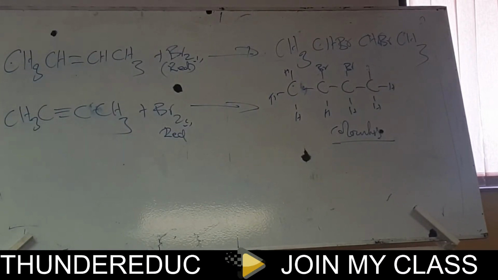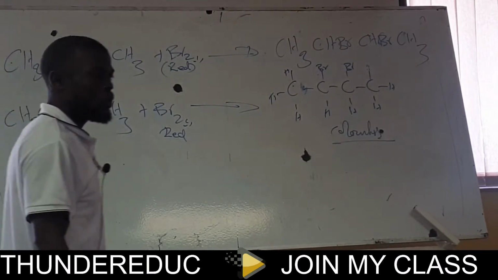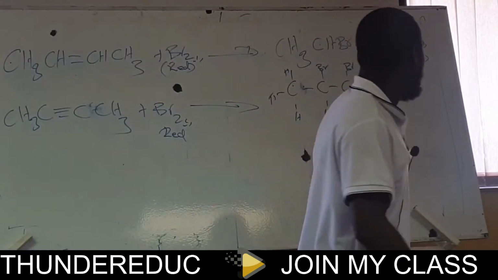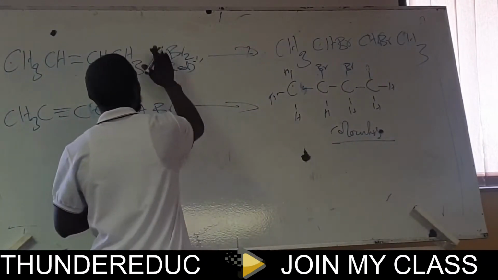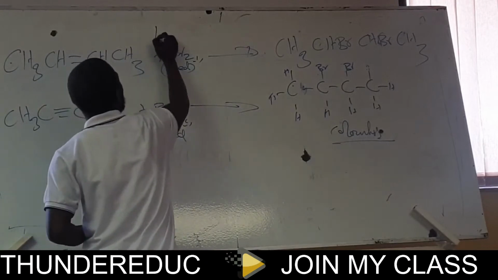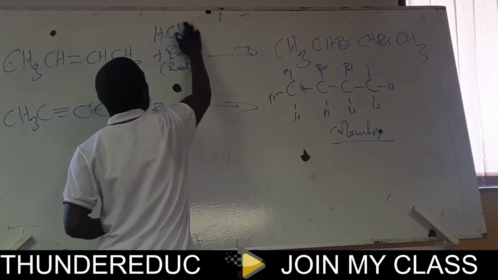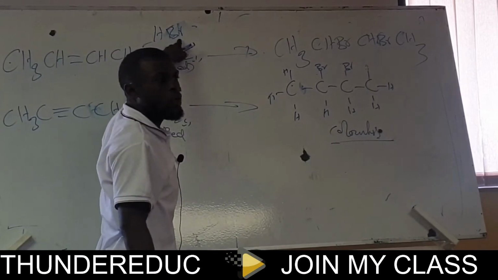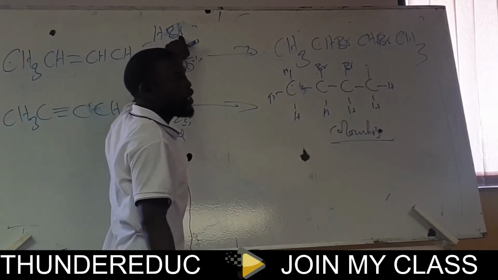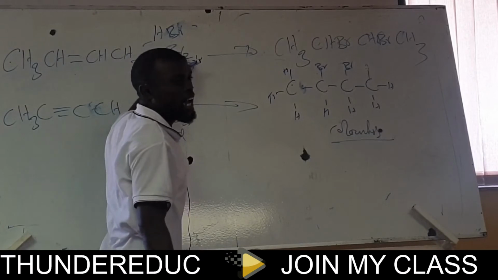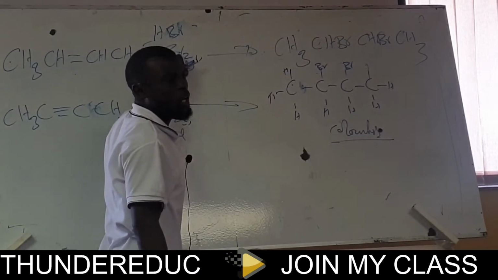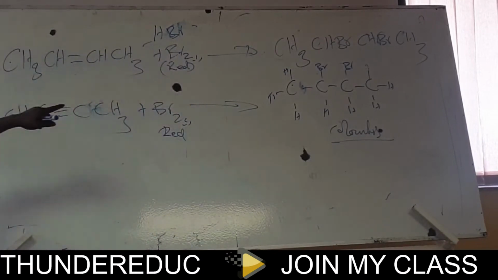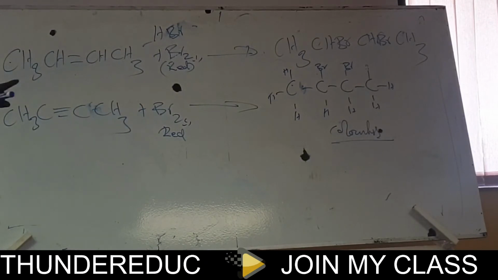How do you know the difference between hydrohalogenation and halogenation? If I had hydrochloric acid or hydrobromic acid, a hydrogen and a bromine, that is hydrohalogenation. But here I'm only adding bromine, or a group 7 element. Therefore it becomes halogenation. And if I'm removing, then it becomes dehalogenation.